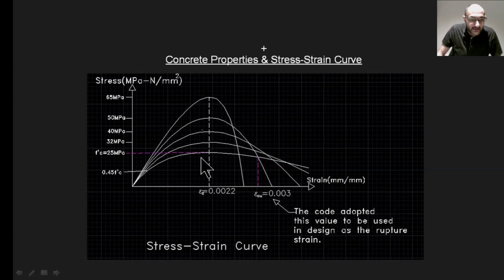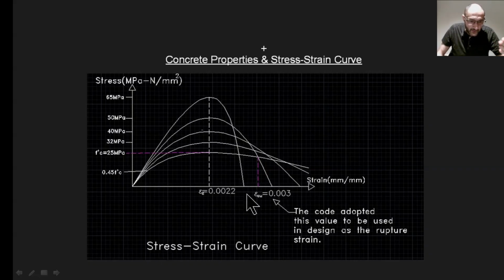Now let's look at an example of this particular curve here. At the peak of the curve, the concrete reached its maximum compressive strength f'c, which in this case is 25 MPa. The corresponding strain at this peak is known as epsilon sub c, and it's approximately 0.0022. I think it ranges between 0.0022 and about 0.0025. We can call it 0.22%.